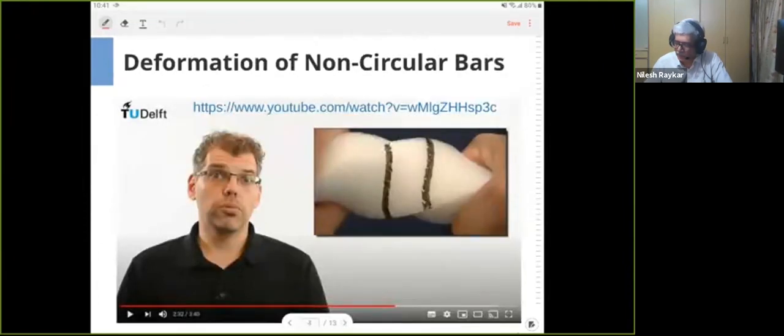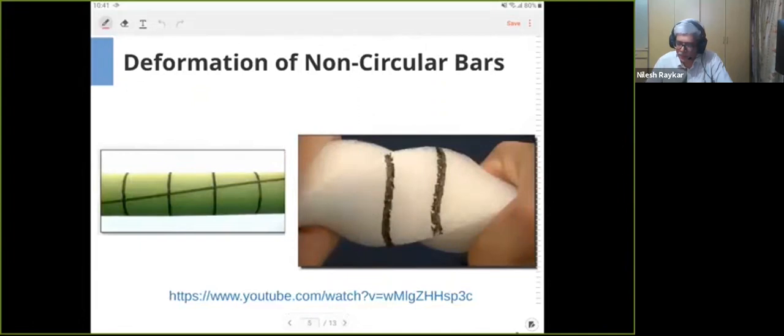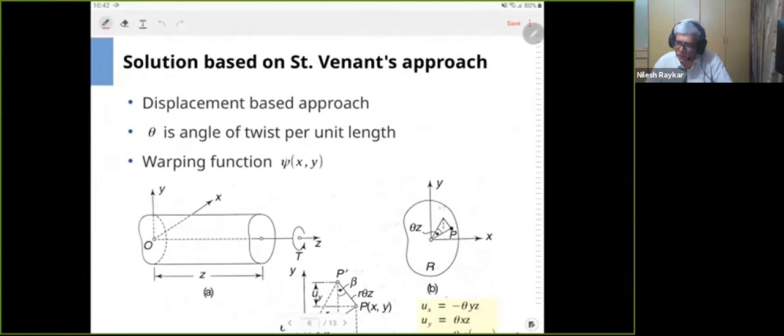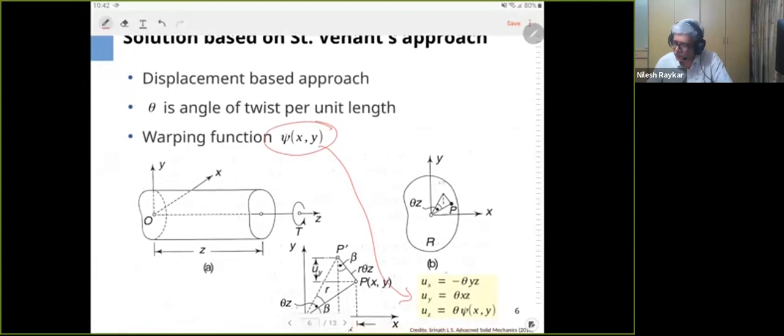And we have seen the important difference between the circular cross section, where the sections remain flat and don't warp, whereas in a non-circular cross section there is warping of the cross section and that needs to be taken into account. Although we have not seen the full derivation, we have seen the concept of the warping function, which gets related to the value of uz. The displacement in the z direction is defined in terms of the warping function, and this warping function is independent of z, where z is along the length of the shaft.